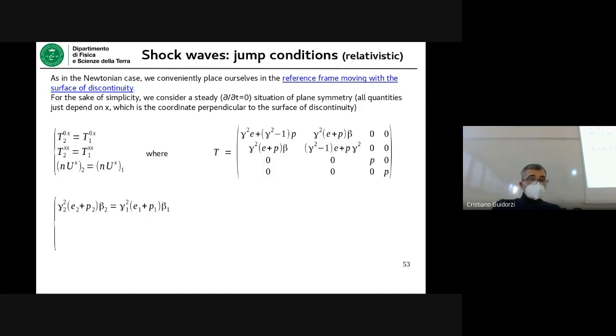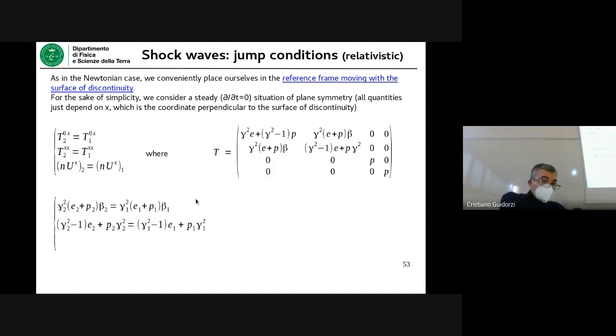Let's see the second one. So this ensures conservation of energy. So energy crossing the shock on both sides is the same. So energy is conserved, both sides of the shock. So let's see. Well, xx is this guy here, is 1, 1. So this guy here, calculated in 2, has to be equal to the corresponding one in 1. You see? You have to pay attention to the meaning of E and P, as I said.